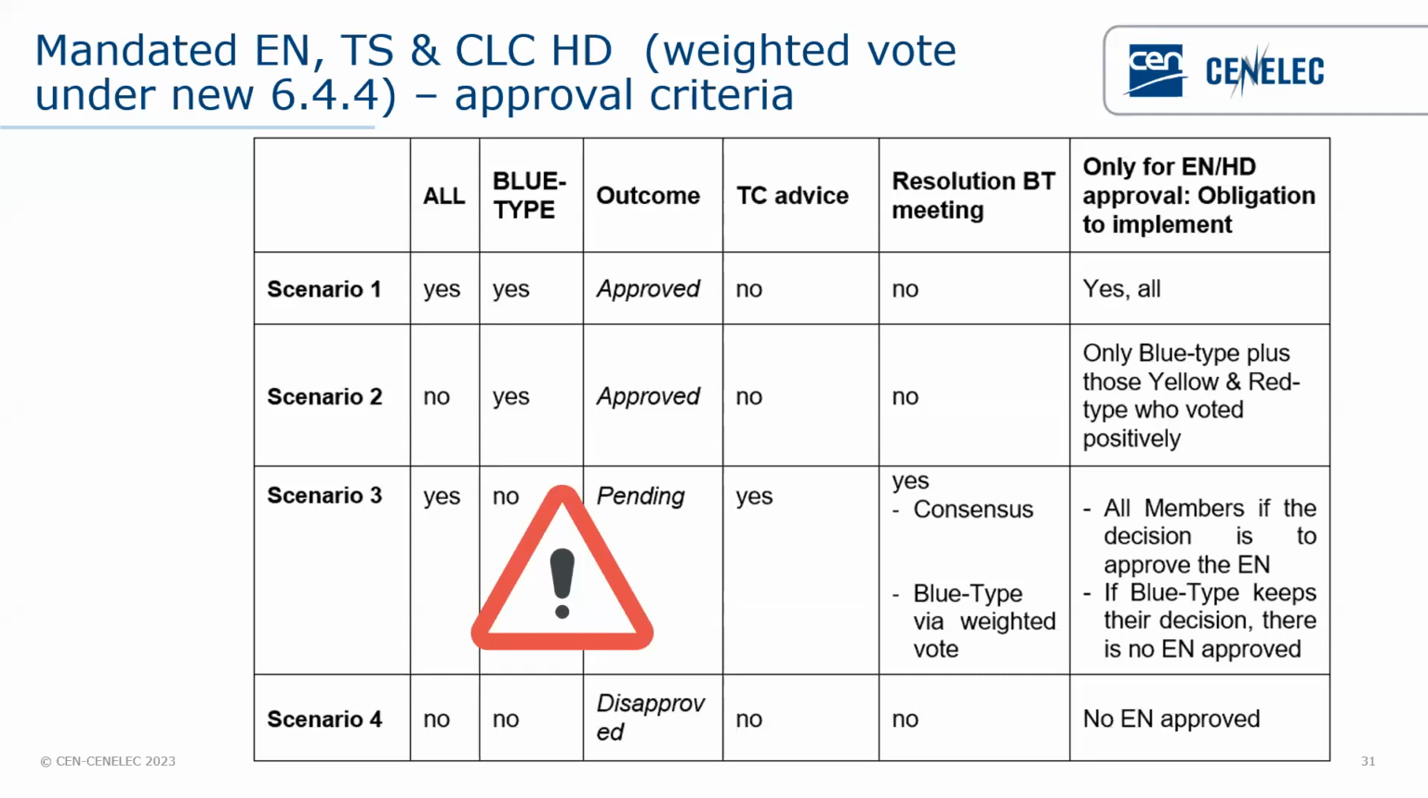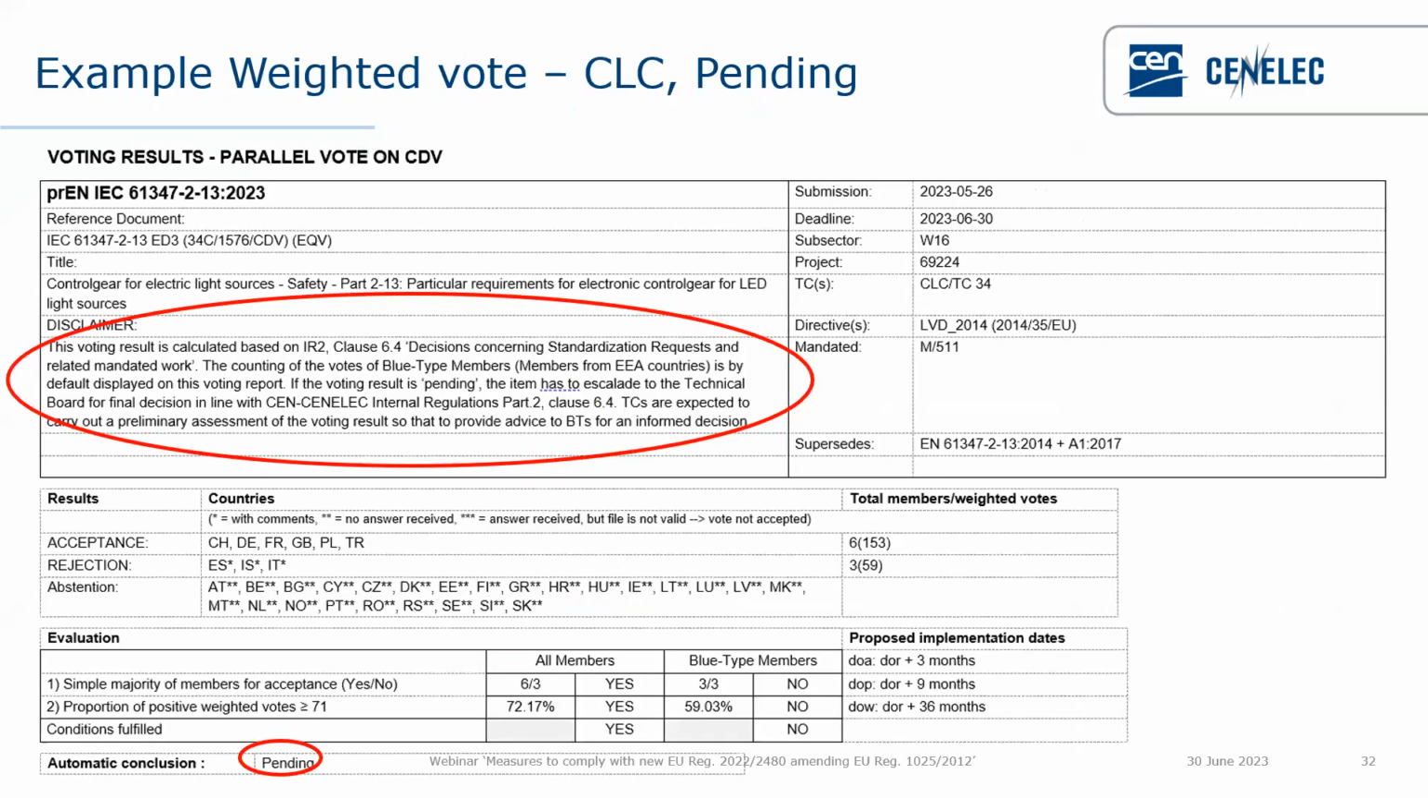While if then the decision is taken by blue type members, it's very likely that there is no standard, because if you go in scenario 3, the column of blue type members is when blue type members voted negatively in that case. So now we can go and see how these will look like.